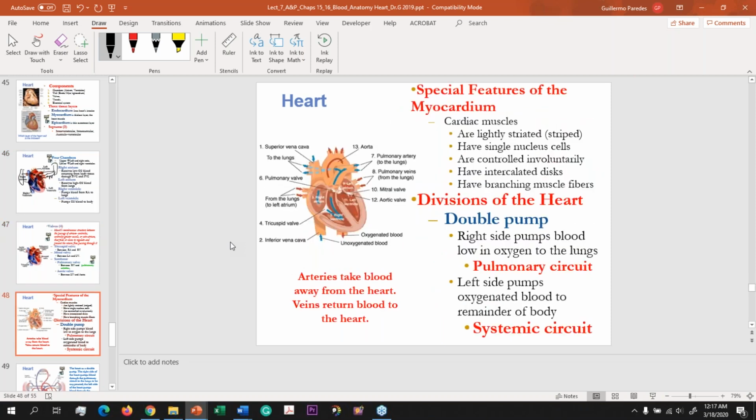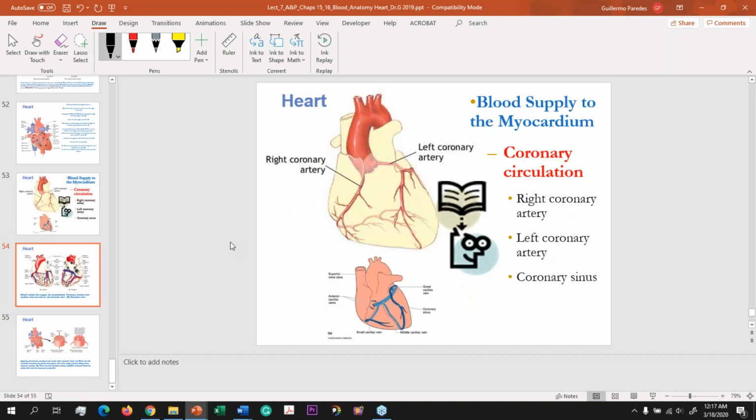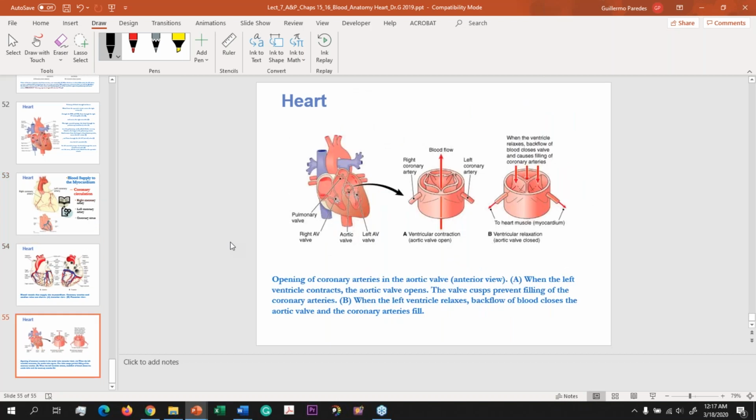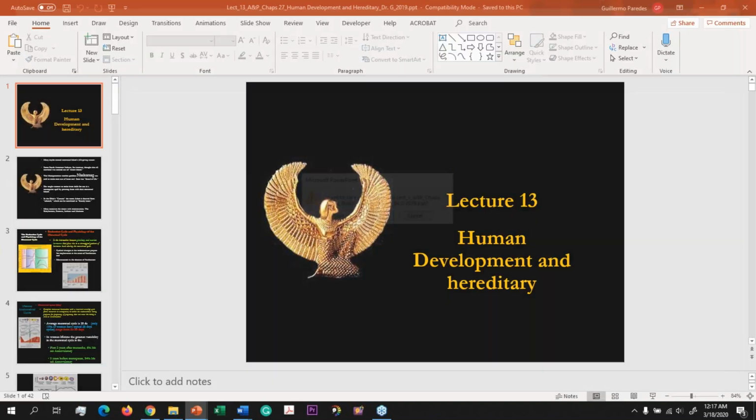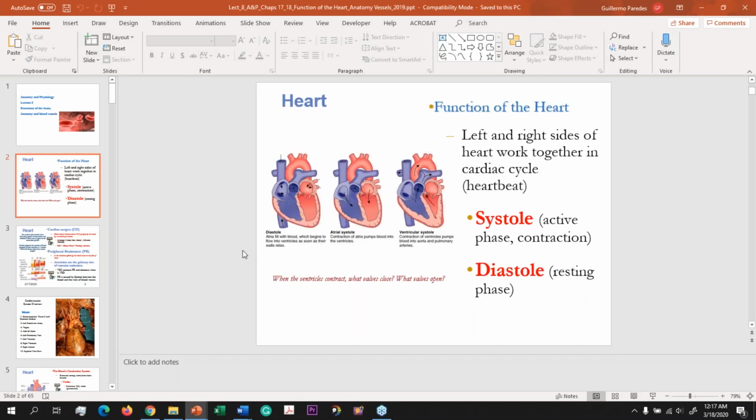All right, so you need to know the valves very well. One thing I want you to remember here is about the coronary arteries. The coronary arteries are a branch of the aorta that gives 2 coronary arteries, right and left, which give blood supply to the myocardium. All right. So that was lecture number 7. Let's go to lecture number 8.